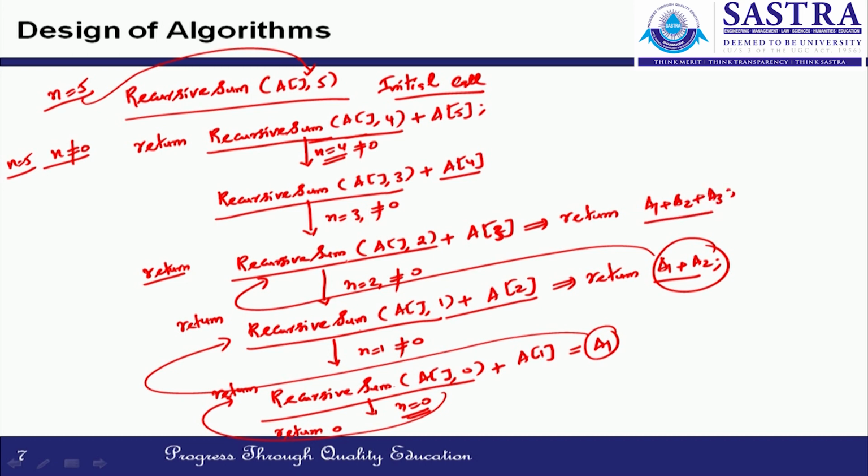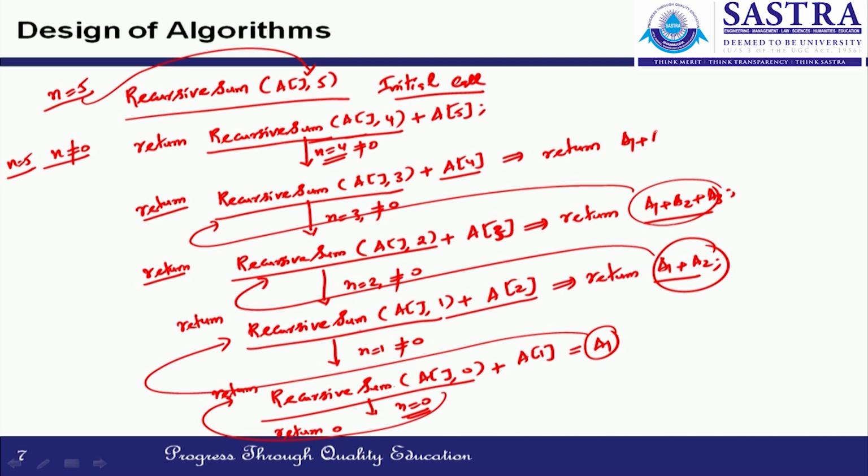Now, the caller of recursive sum of a array comma 2 is this one, recursive sum of a array comma 3. It returns this expression. So here this is equivalent to return a1 plus a2 plus a3 plus a4.